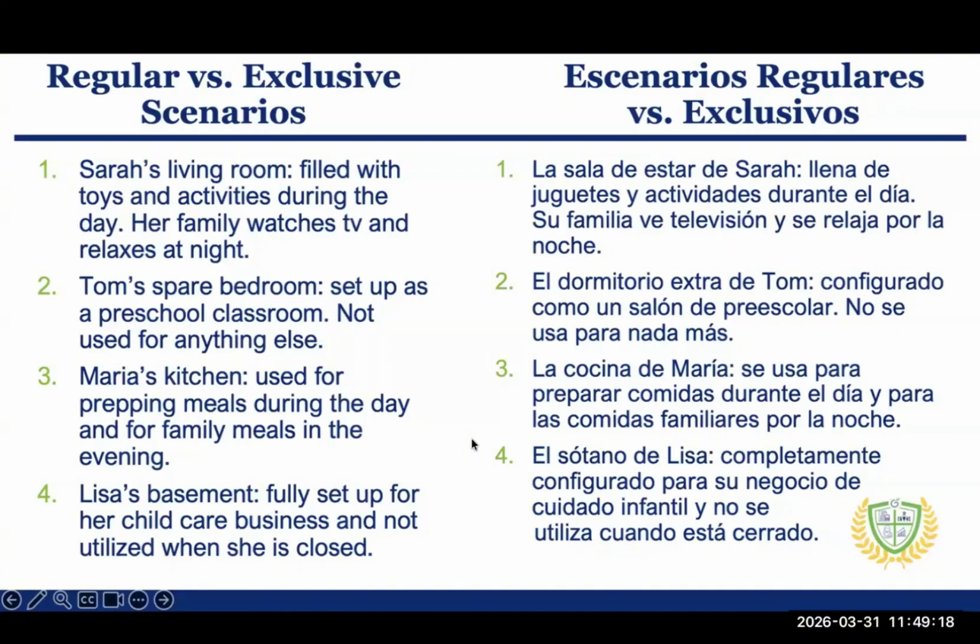What about Maria's kitchen in scenario number three? It's used for preparing meals for the children during the day and for family meals in the evening. Again, regular use space. I think you can see the pattern. And last scenario, Lisa's basement playroom. It's fully equipped for a childcare program and off limits to family use. This is an exclusive use space.